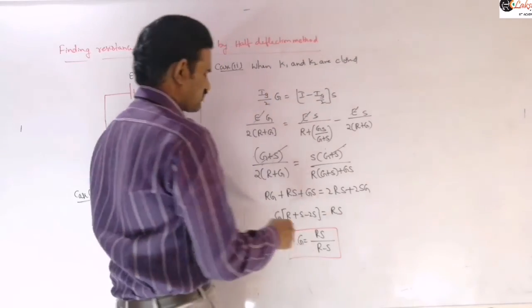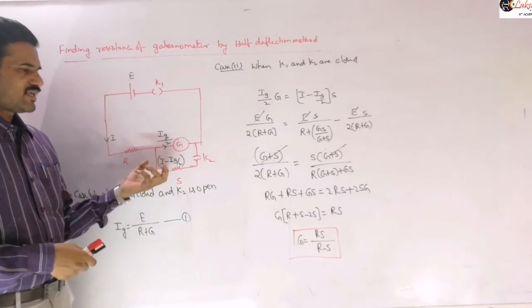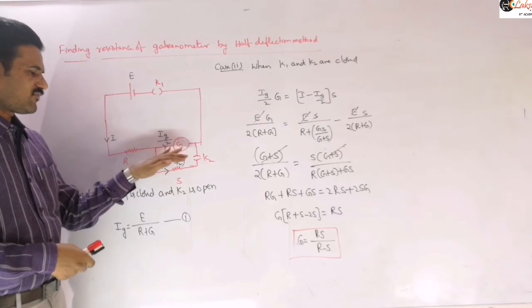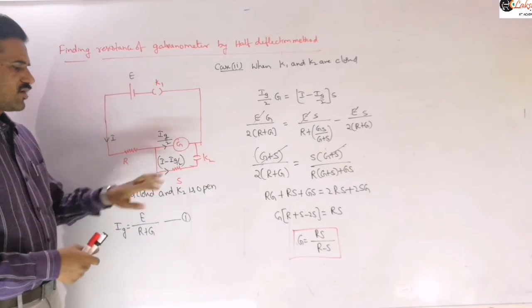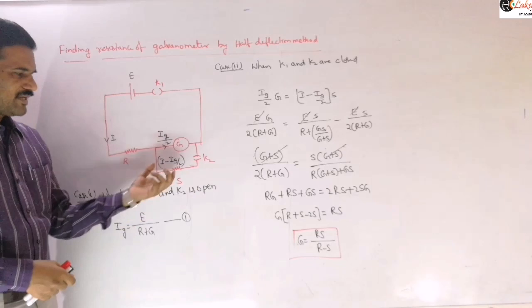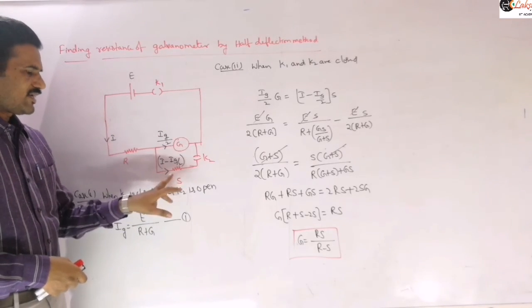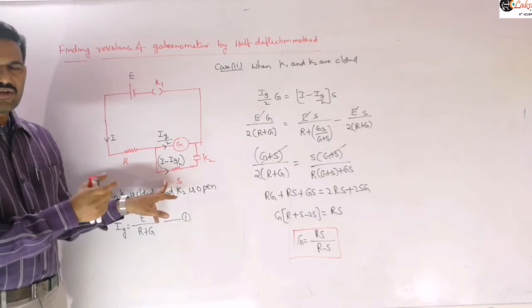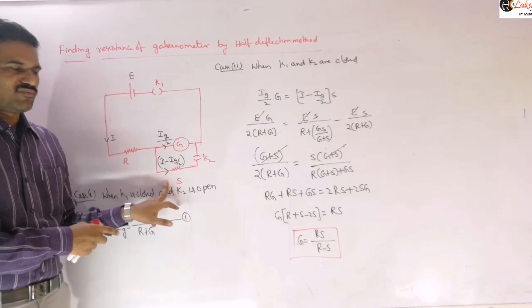There will be numericals based on this. That is actually an experimental procedure. We select some suitable R value so that the deflection of this galvanometer falls to half of the previous value. By selecting that suitable resistance, we need to verify how much resistance we need to connect here so that the deflection falls to half of the previous value.